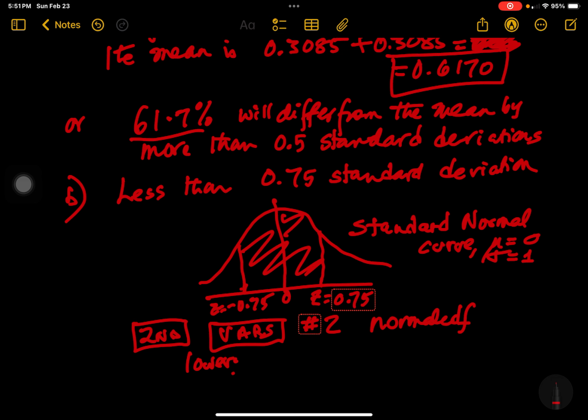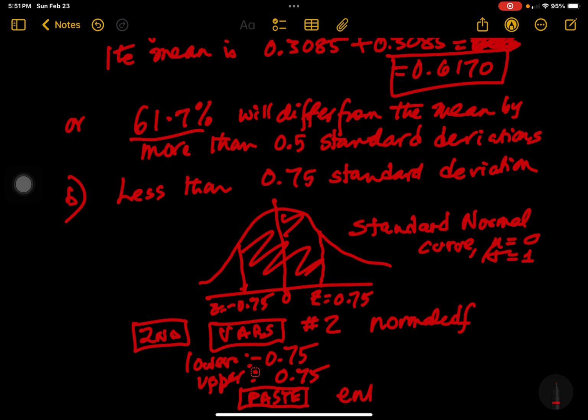So minus 0.75, because that's your left boundary or lower boundary. And the upper boundary is just 0.75. So type in 0.75 for the upper boundary. Again, the mean is 0, standard deviation is 1 because it's a standard normal curve. We paste. Again, to remind you, for paste we have to hit enter twice. Enter button twice.